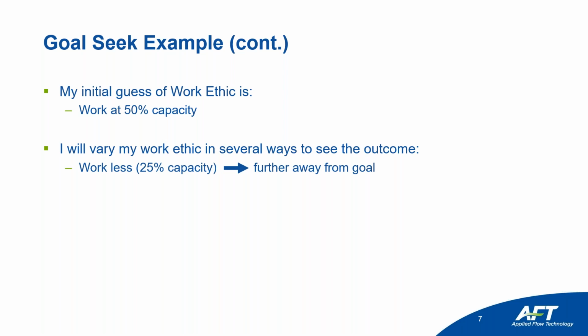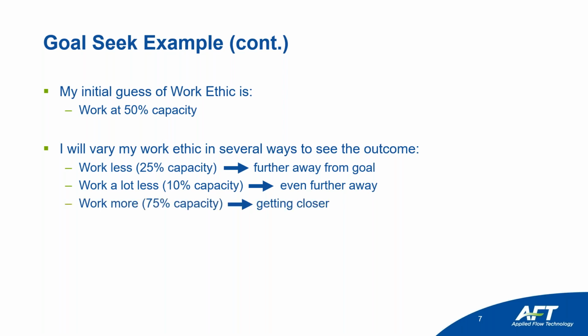If I work less, let's say we go down to 25% of my work ethic capacity, I get further away from my goal. Okay, so that wasn't great. If I work even less to 10% capacity, I'm even further away. So clearly I'm moving in the wrong direction. Okay, well, let's now go on the other side. If I work more than my 50% capacity, I'm getting closer. If I'm at 75%, I'm getting closer, but I'm still not there yet.